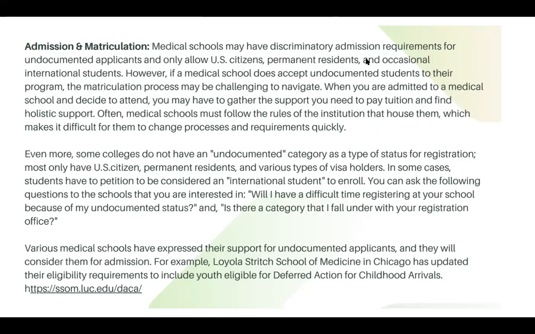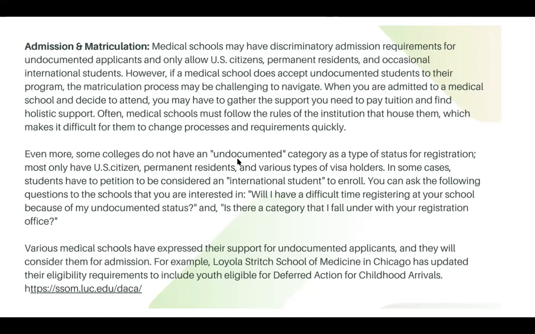Even more, some colleges do not have an undocumented category as a type of status for registration. Most only have U.S. citizen, permanent resident, and various types of visa holders. In some cases, students have to petition to be considered as an international student to enroll. You can ask the following questions to the school you are interested in: Will I have a difficult time registering at your school because of my undocumented status? And is there a category that I fall under with the registration office?